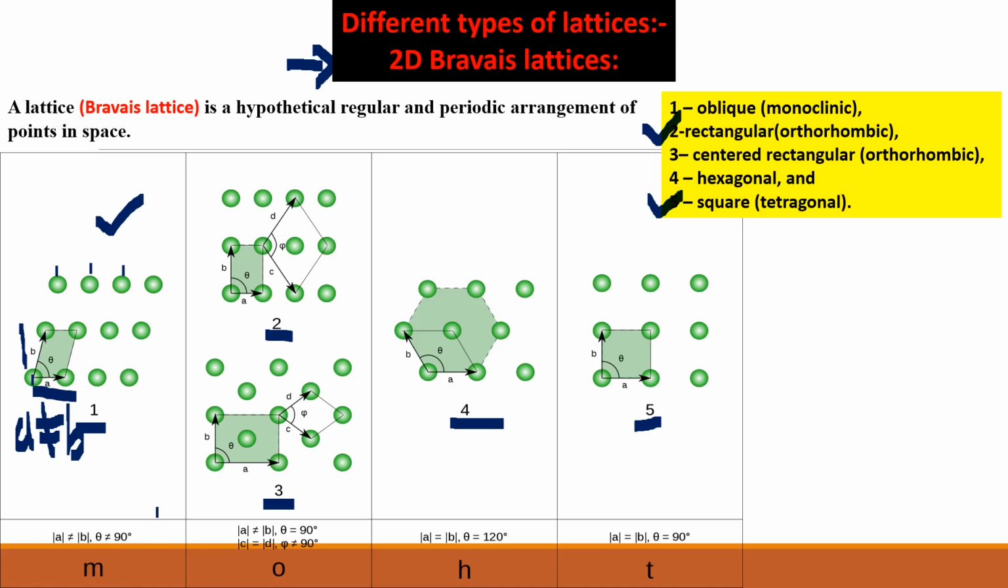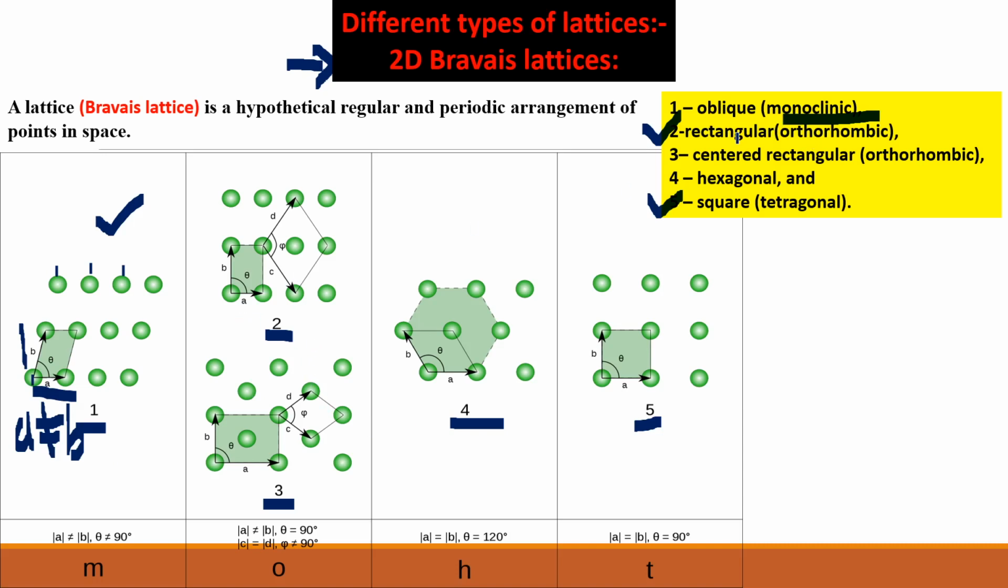So a question arises in our mind: which type of crystal structure does this type of Bravais lattice indicate? It indicates a monoclinic crystal structure, showing a 2-dimensional oblique lattice.